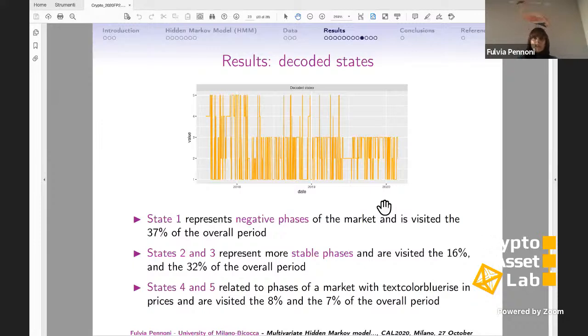Looking at the decoded states, we can say that state 1 represents negative phases of the market, and it is visited for 37% of the overall period. States 2 and 3 represent more stable phases, and they are visited 16% and 32% of the overall period respectively. States 4 and 5 are related to phases of the market with rising prices, and are visited less, 8% and 7% of the overall period.